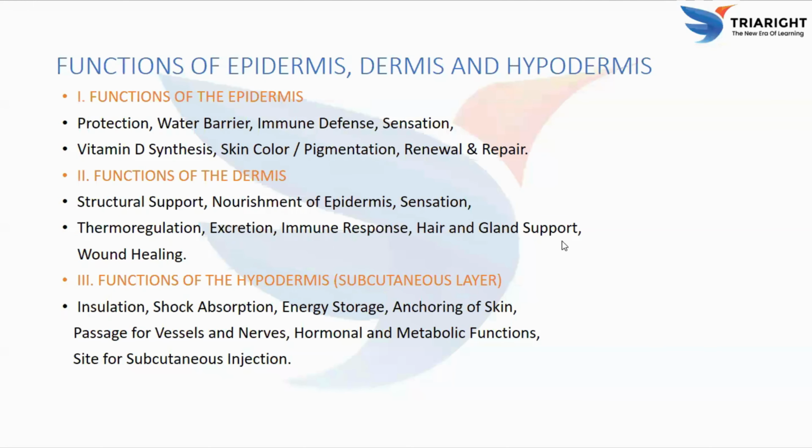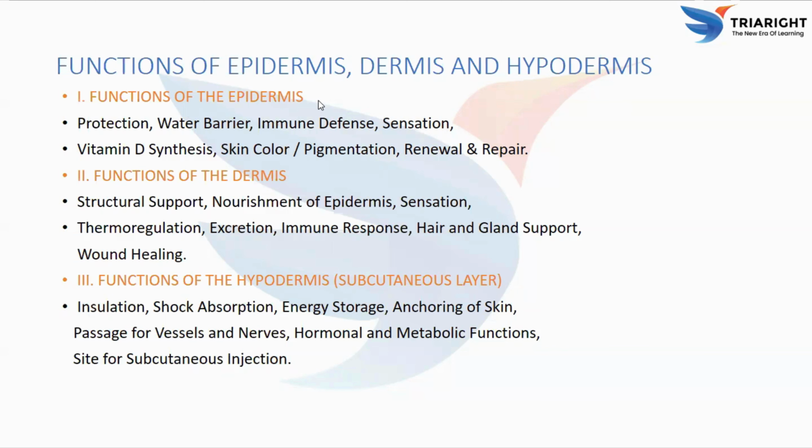So we have discussed the epidermis, dermis, and hypodermis anatomy. Now let's talk about the functions, that is the physiology of these three layers of the skin. So functions of the epidermis. Epidermis is the outermost layer of the skin, right? It is made up of keratinized stratified squamous epithelium, as we discussed in the earlier session.